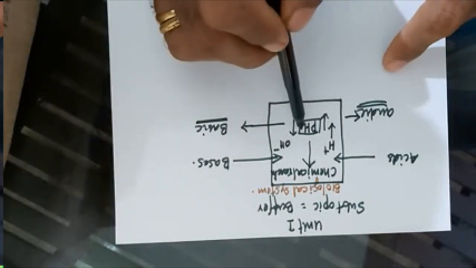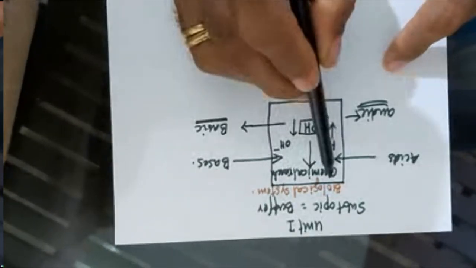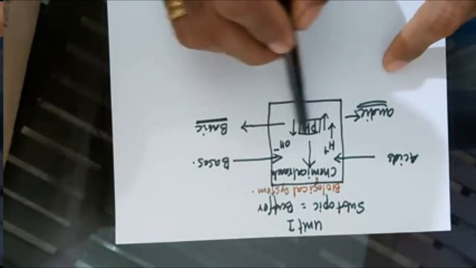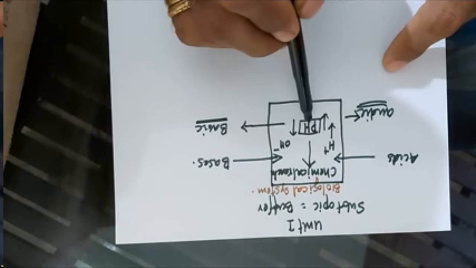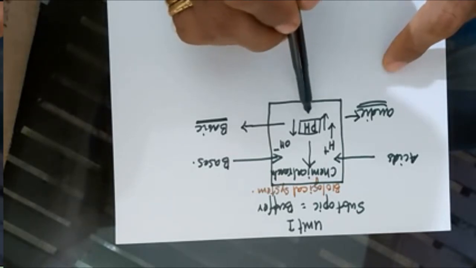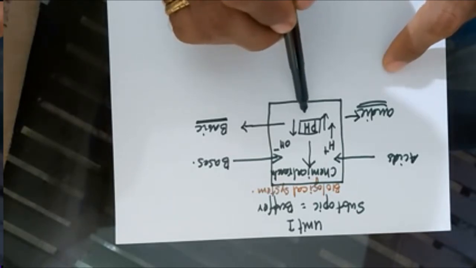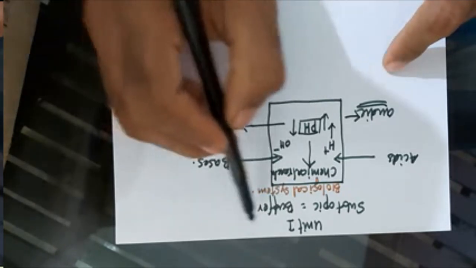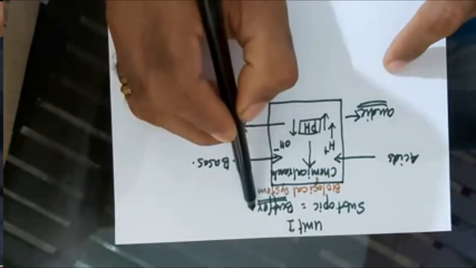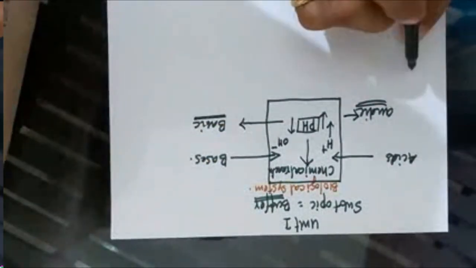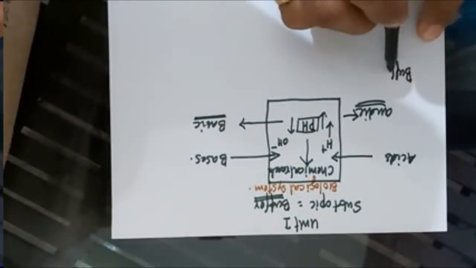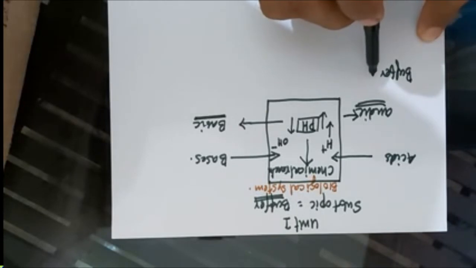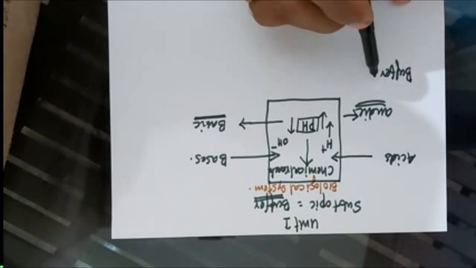So in order to perform the chemical reactions, normally the pH has to be maintained properly. And how does it happen? This is maintained by a system called the buffer system. So what is a buffer? What is a buffer?